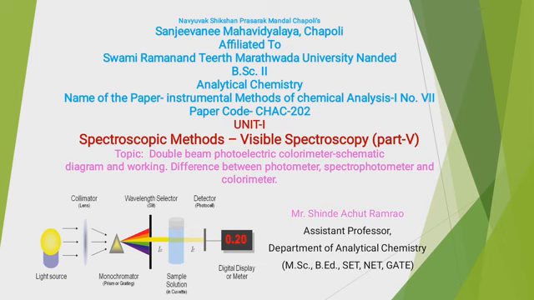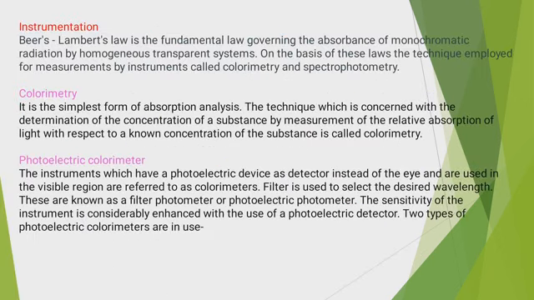In the last lecture we learned about the double beam photoelectric colorimeter with a systematic diagram and working, as well as the double beam spectrophotometer. What is the difference between the single beam and double beam photoelectric colorimeter?